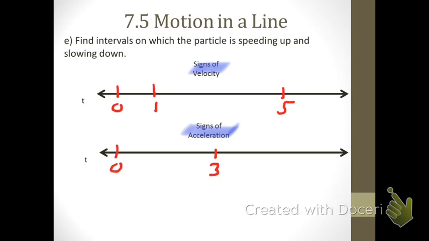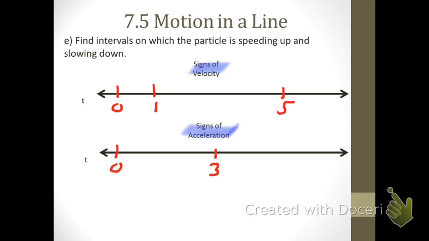Okay, now I've marked on my timelines here the important key points for the velocity function and for the acceleration function. I put 0 because that was the initial time. I put that on both lines. And then I picked 1 and 5 on the velocity line because those were the times when the particle is at rest. Okay? Now, if the particle is moving to the right and then suddenly it changes to the left, it has to come to rest first.